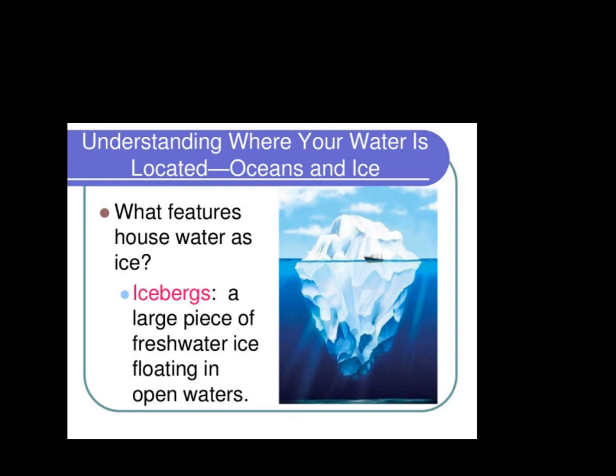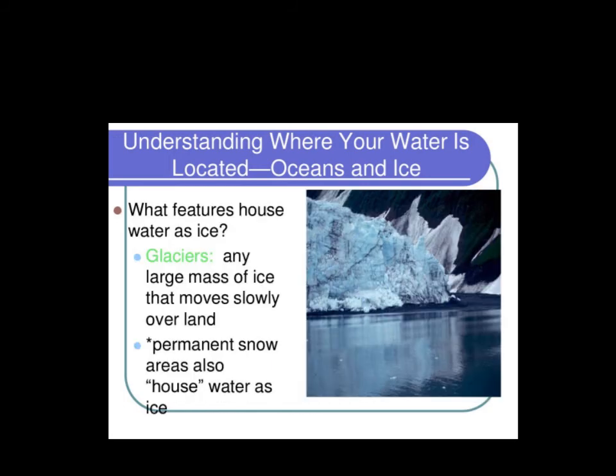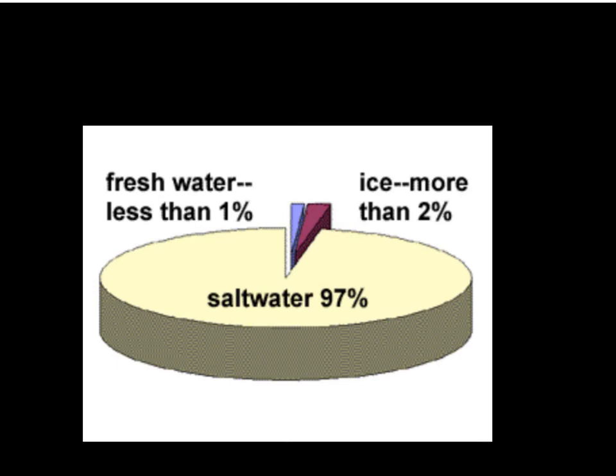Then what features house water as ice? Icebergs. We all know that they are large pieces of freshwater ice, and they float in the open waters. Glaciers also are large masses of ice that move slowly over land, and permanent snow areas also house water as ice. So this is just a summary: fresh water is less than 1%, and salt water is almost 97%.